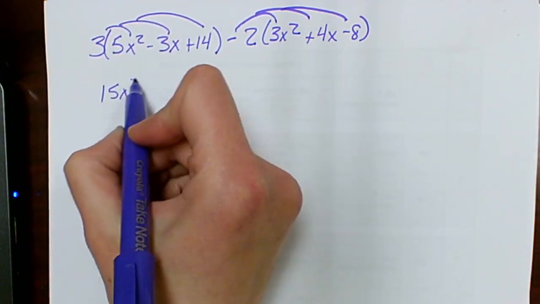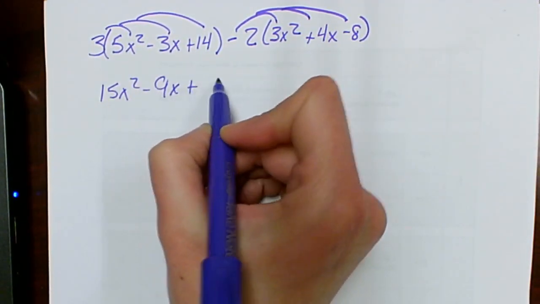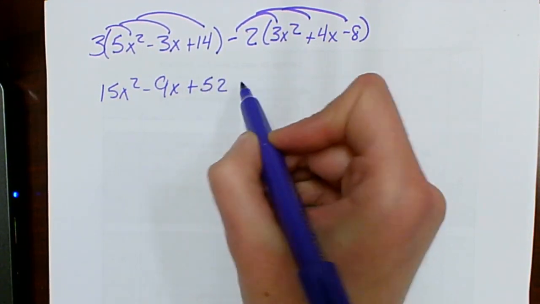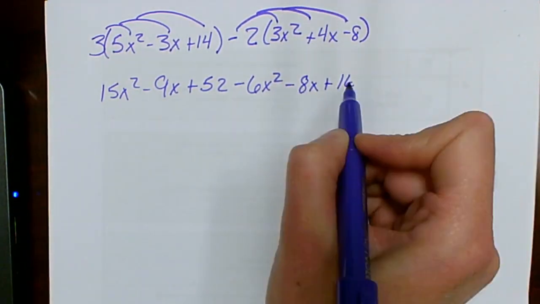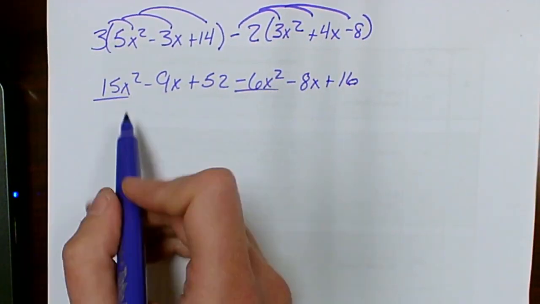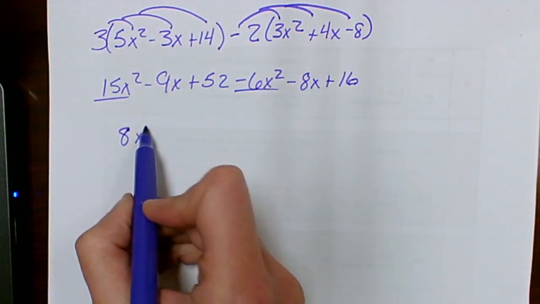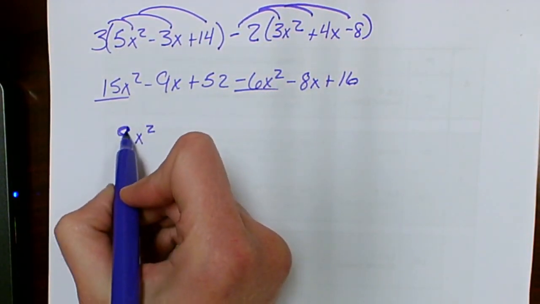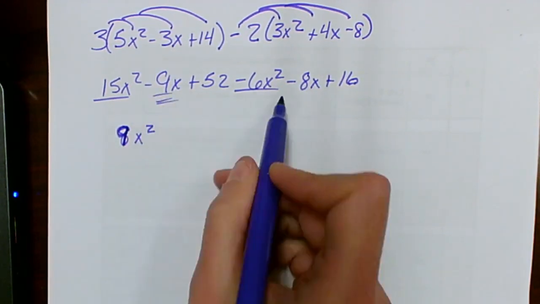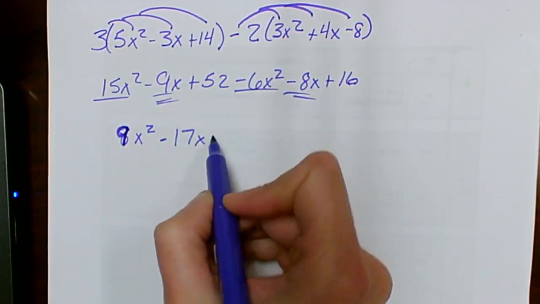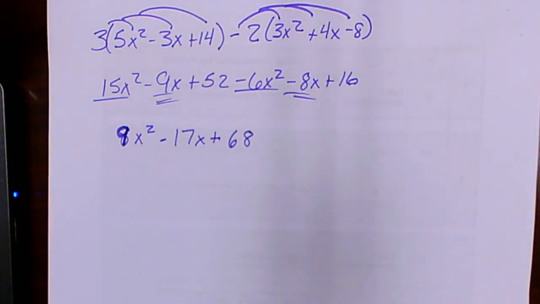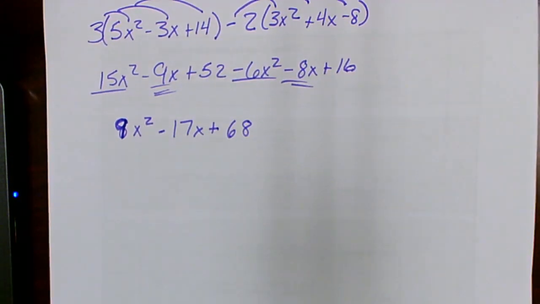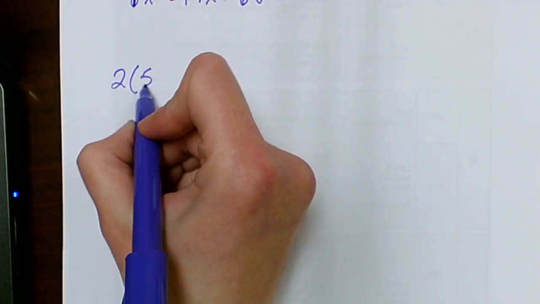So 15x squared minus 9x plus 52 minus 6x squared minus 8x plus 16. Now we can add like terms. 9x squared minus 17x plus 68. And we're done. Let's look at one more, or two more, however many more I feel. Let's do an addition one.